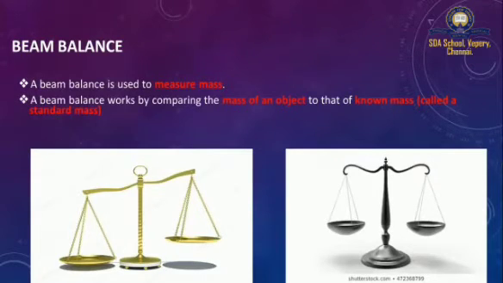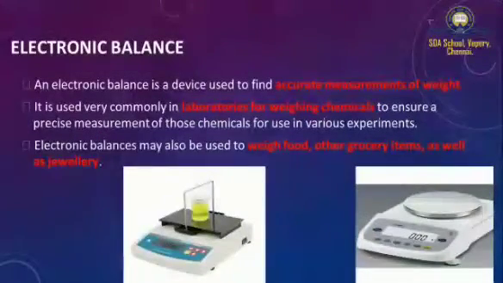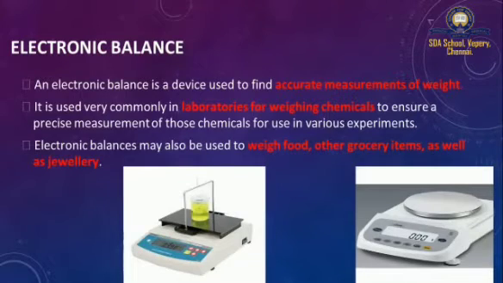Next, we'll move on to the electronic balance. What is an electronic balance? An electronic balance is a device used to find accurate measurements of weight, like the exact measurement of an object. It is very commonly used in laboratories for weighing chemicals. It is even used in many jewel shops to weigh the grams of the jewels, and it is used to weigh food and other grocery items.